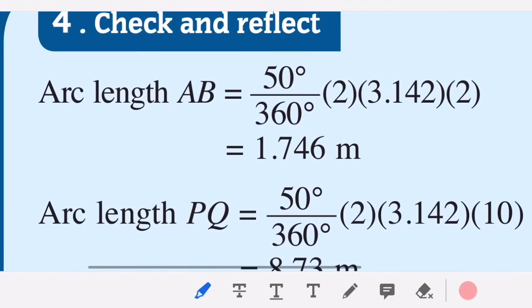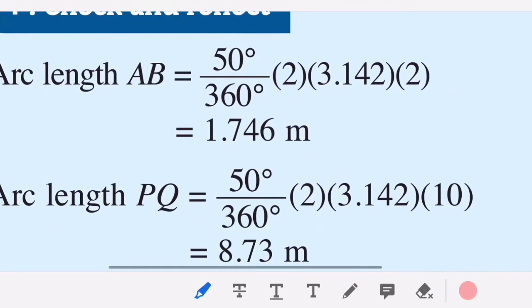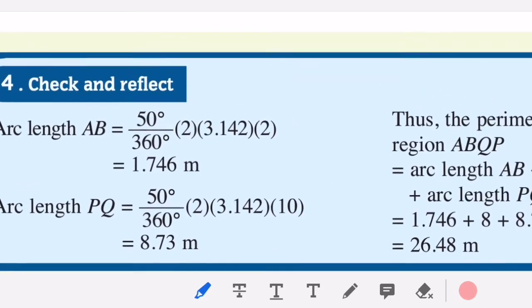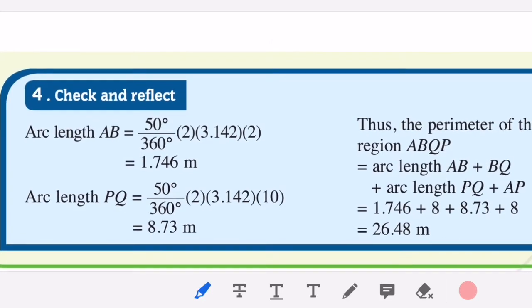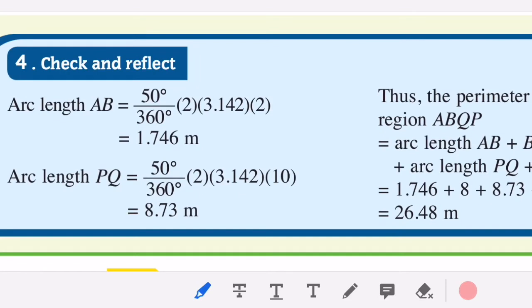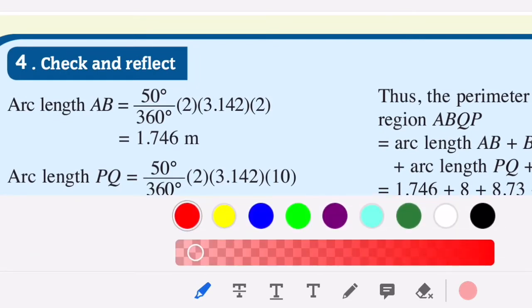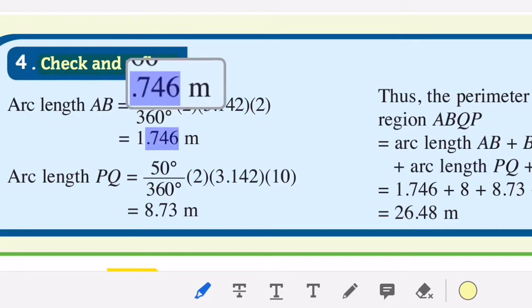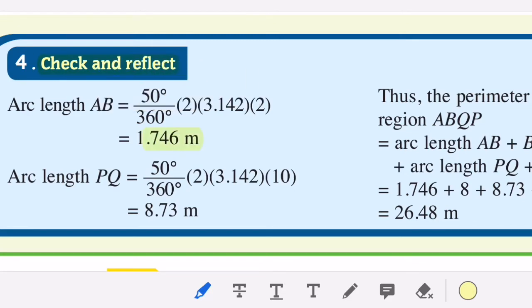Okay, the final step. Before we end, we always have to check the answer. So in order to solve the HOTS question, we have to follow the 4 steps. The 4th step is check and reflect. So we have to check our answer, and we want to reflect, meaning that we recall whether we are doing the right thing. So arc length AB. Our answer is we can use 2 pi r. You can use a formula in maths, right?